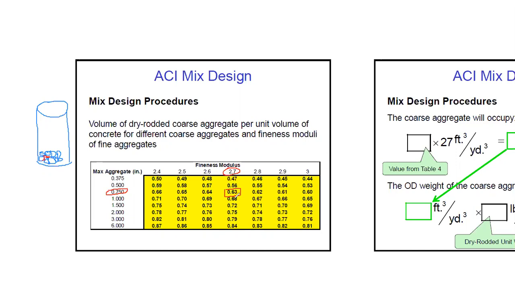If we increase the size of coarse aggregate, for example, you see 1 inch, 1.5 inch, 2 inches, 3 inches, and 6 inches, if we increase the size, you see about 84 or 85% of the volume of concrete is being filled in by this coarse aggregate.